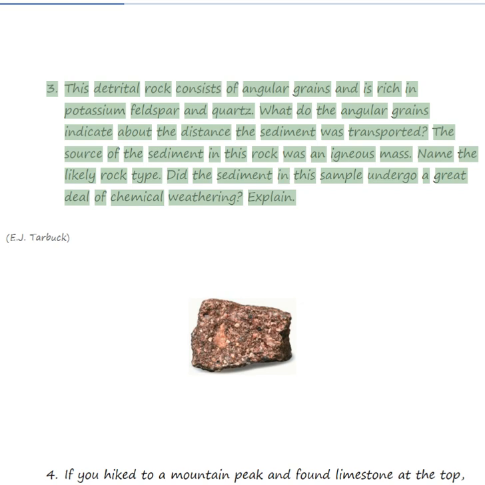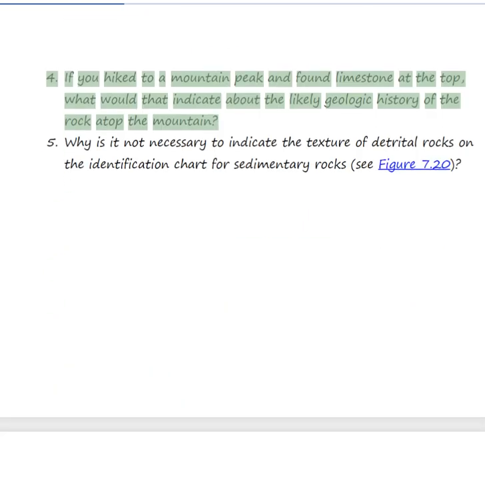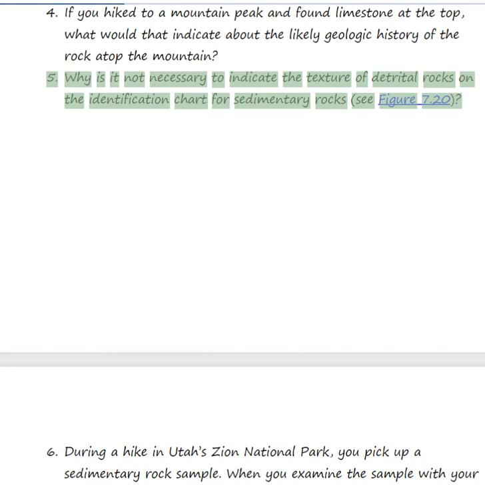Explain. 4. If you hiked to a mountain peak and found limestone at the top, what would that indicate about the likely geologic history of the rock atop the mountain? 5. Why is it not necessary to indicate the texture of detrital rocks on the identification chart for sedimentary rocks?